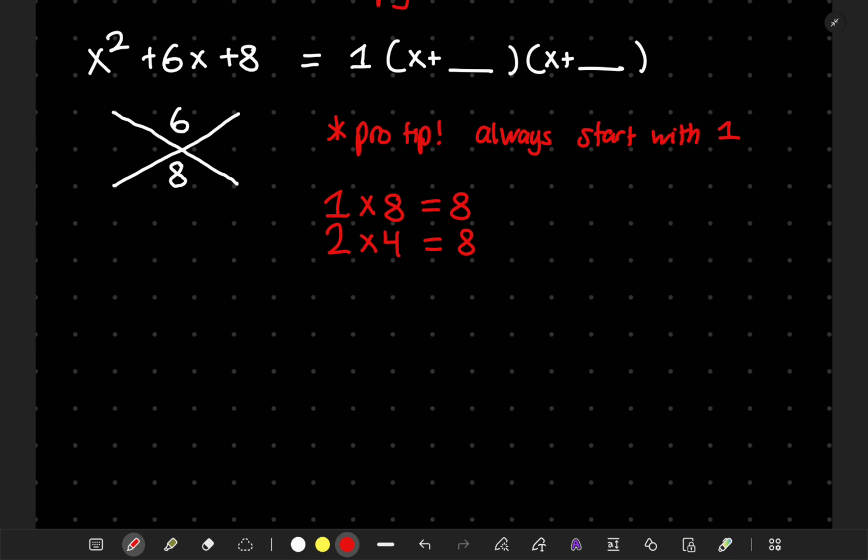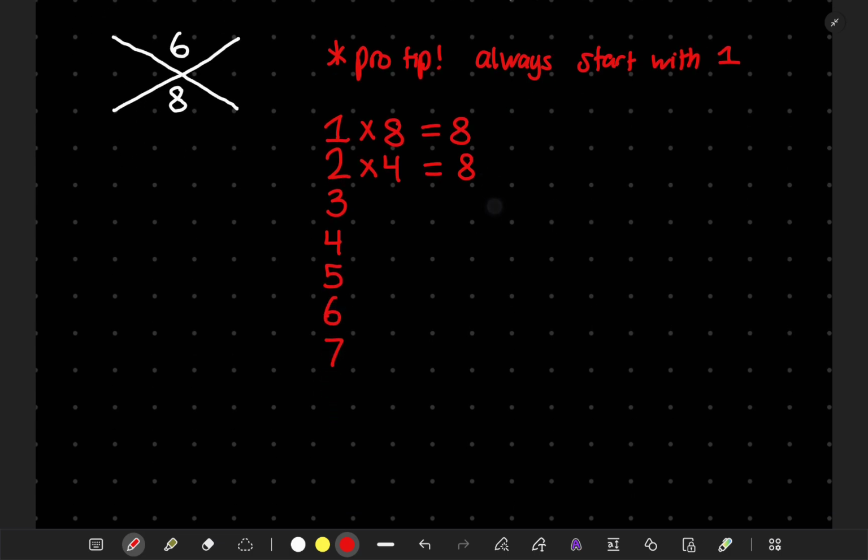Now, I can try other numbers too. I can try maybe 3, 4, 5, 6, and 7. But if I look at all of these, the only other one that I see that can multiply out to 8 is 4 times 2. The rest of them, of course, can, but they'll be decimals. So we can just ignore these altogether, because they are not two whole numbers that multiply out to 8.